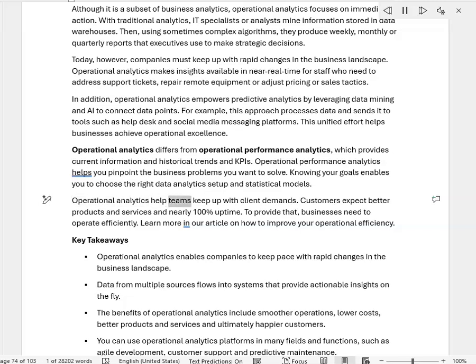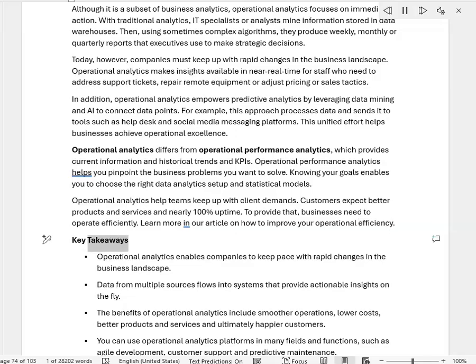Operational analytics helps teams keep up with client demands. Customers expect better products and services and nearly 100% uptime. To provide that, businesses need to operate efficiently. Learn more in our article on how to improve your operational efficiency.